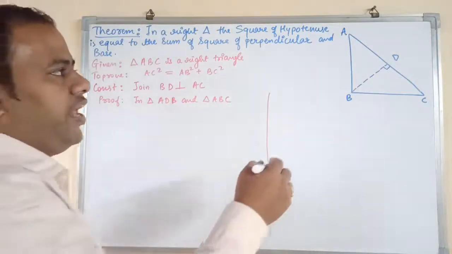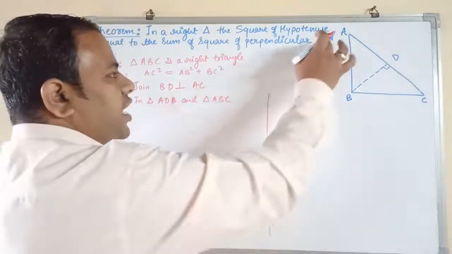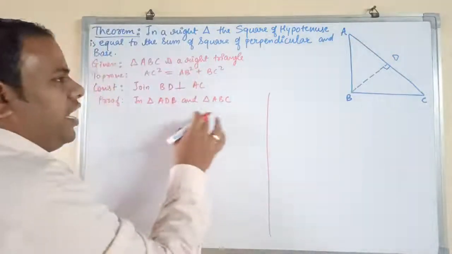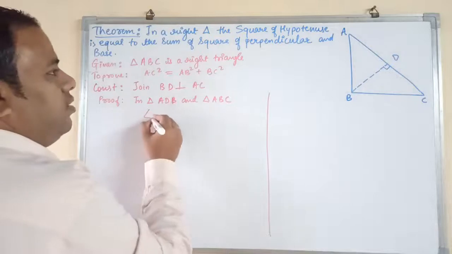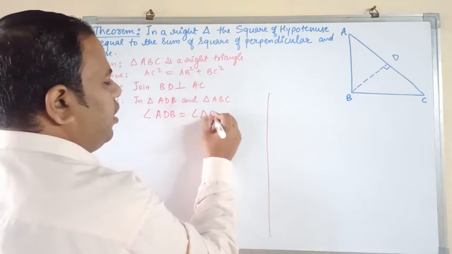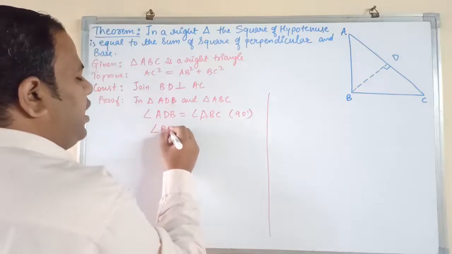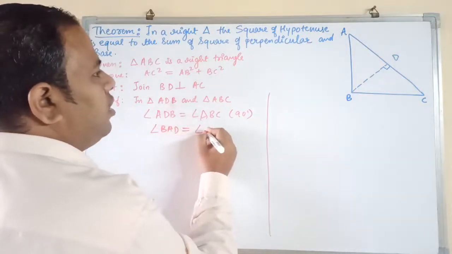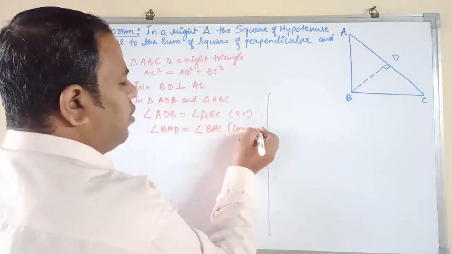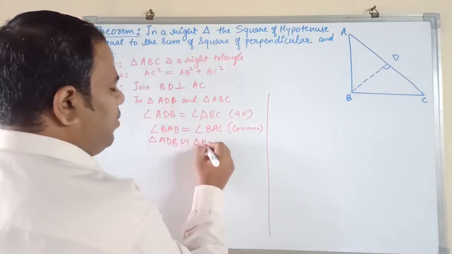First of all, we have to take the first triangle made by this smaller line. First triangle, that is ADB, that is again a right triangle, and the bigger triangle ABC. So in triangles ADB and ABC, angle ADB is equal to angle ABC. It is 90 degrees, so they are the same. Then angle BAD is equal to angle BAC. Why? This is a common angle. Therefore triangle ADB is similar to triangle ABC.